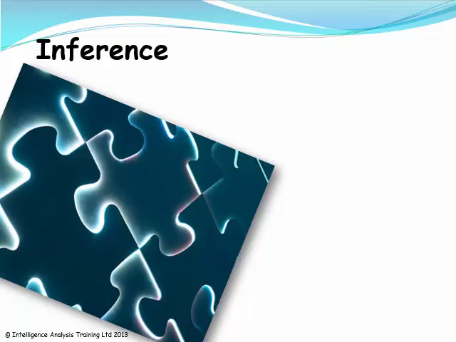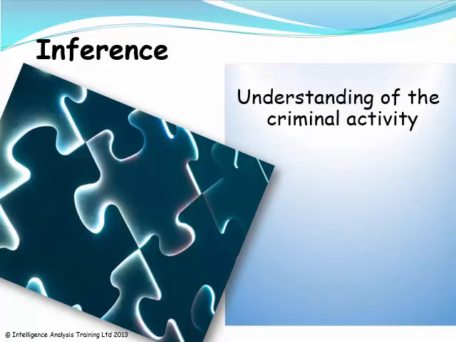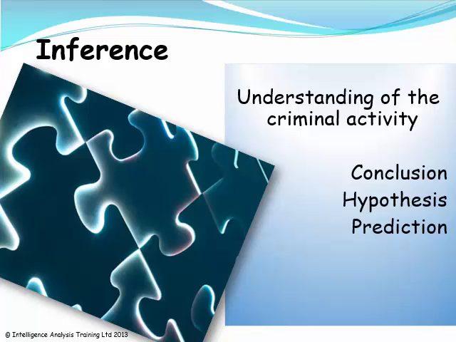The purpose of the analytical process is to develop understanding of the criminal activity being examined. This understanding is expressed in the inference. An inference is in effect a picture constructed from an incomplete puzzle. An inference may take several forms, including the following. Conclusion, a judgment for which reasons are offered. Hypothesis, a tentative theory. Prediction, a claim that an event will occur in the future. Estimation, the process of finding an estimate or approximation which is a value that is usable for some purpose even if the input data may be incomplete.